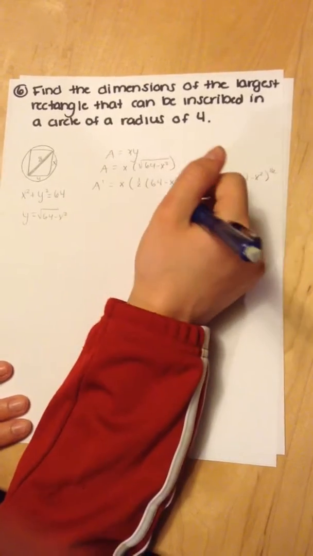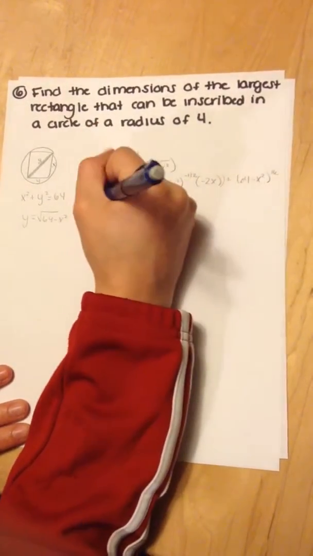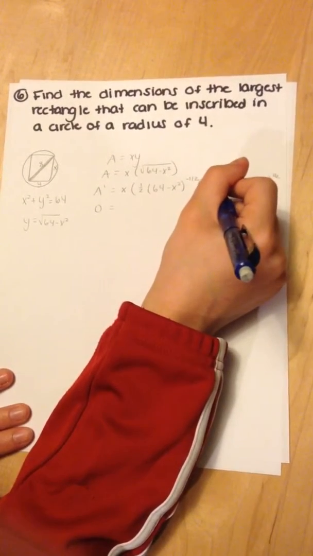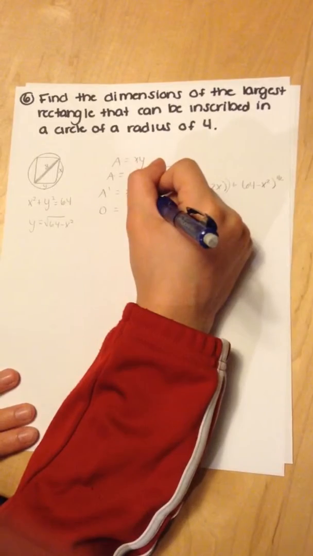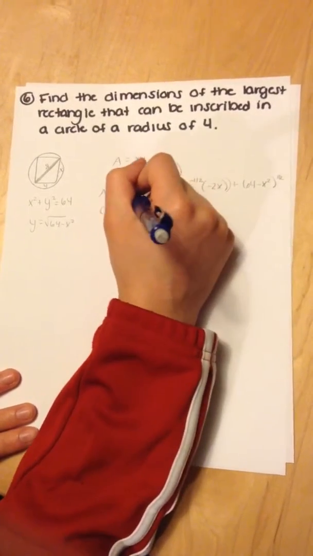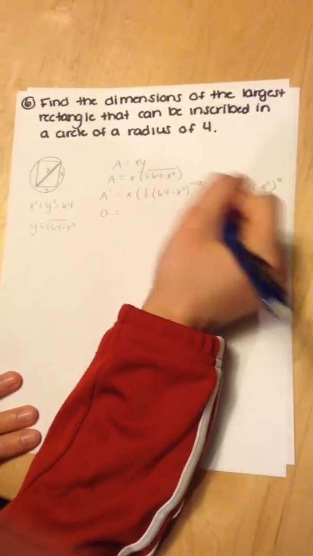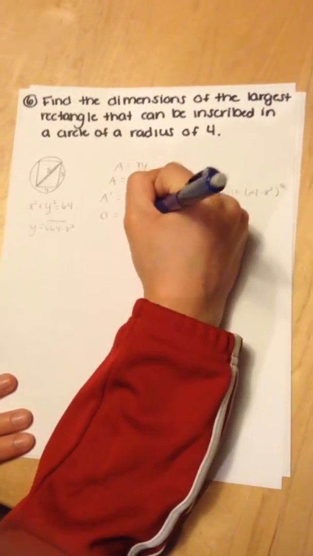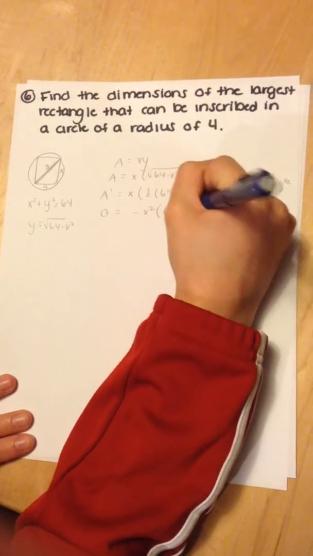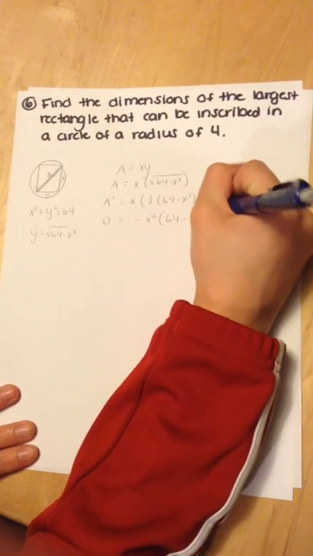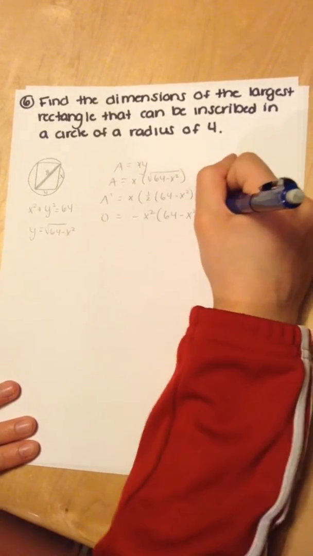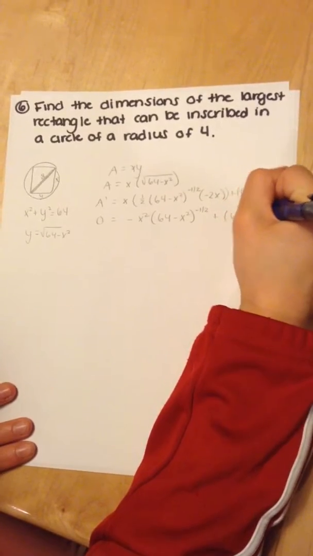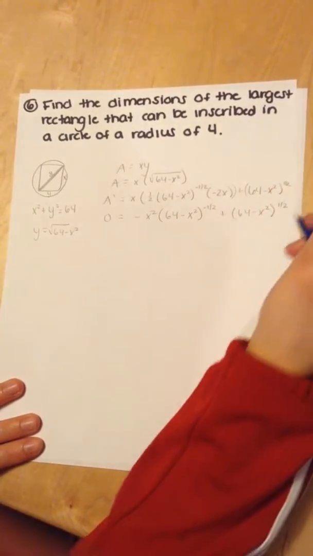So then you're going to take the derivative and set it equal to 0. So 0 equals, we can combine this negative 2x and the 1/2 and the x, and make it negative x squared times 64 minus x squared to the negative 1/2, plus the 64 minus x squared to the 1/2.